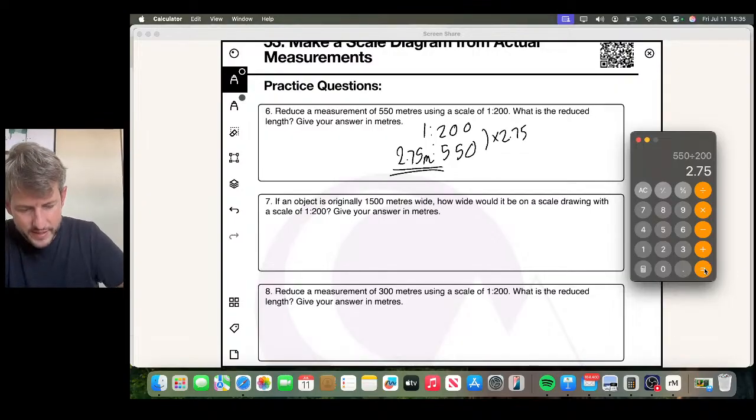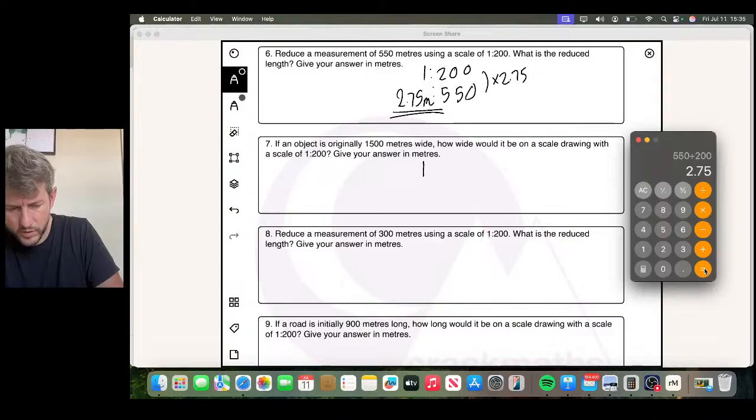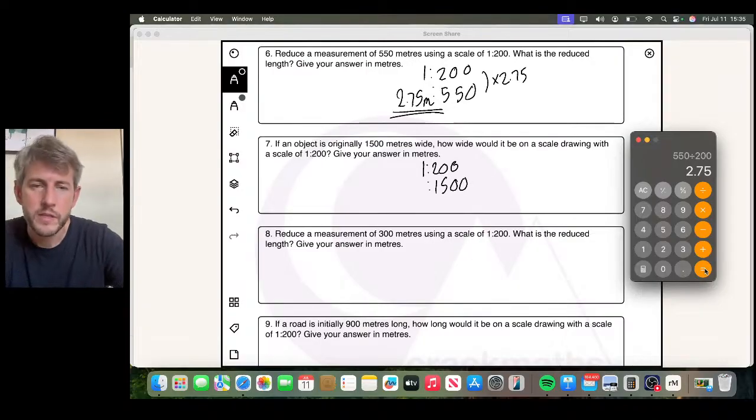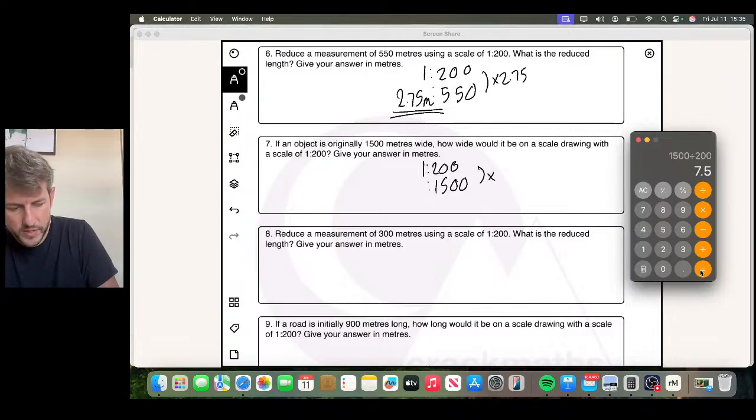If an object is originally 1,500 meters wide, how wide would it be on a scale drawing of 1 to 200? Give your answer in meters. So we've got 1 to 200. We want to get to 1,500. So we'll do 1,500 divided by 200 is 7.5. So we've got 7.5 lots of the scale. So that's 7.5 meters.